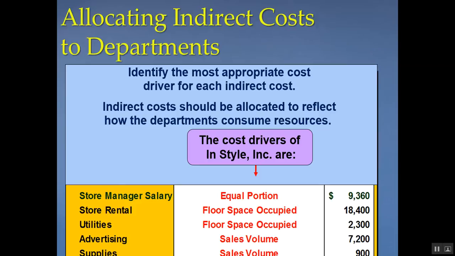Store rental. So the rent is typically based on a per square footage amount. So you would use square footage. Same for utilities. You can calculate how much utilities to allocate to each department based on the square footage that each department takes up. And then advertising and supplies, you could use the sales volume. So how much of the total sales each department has.